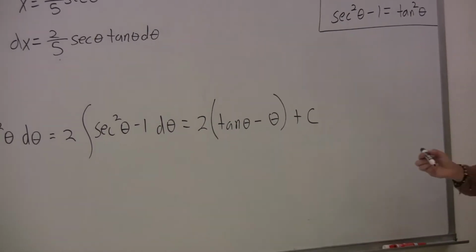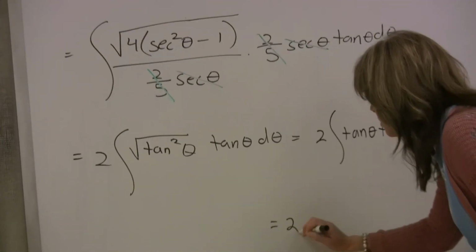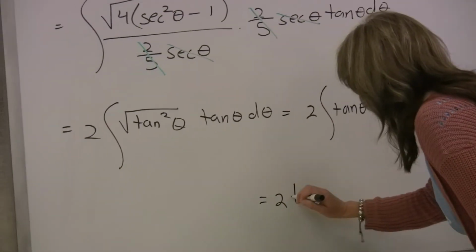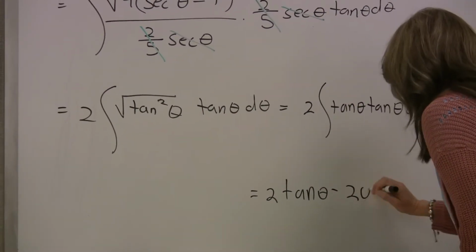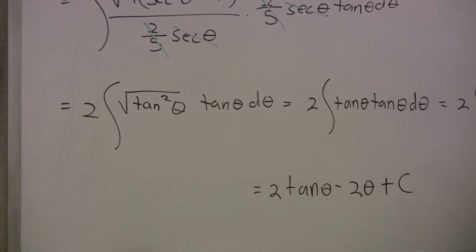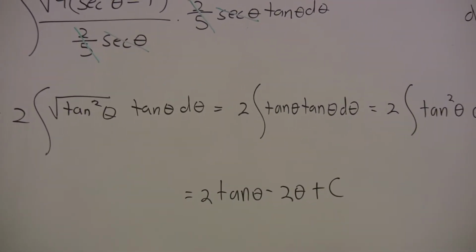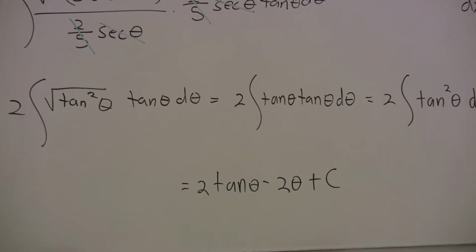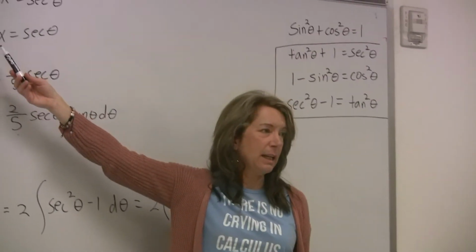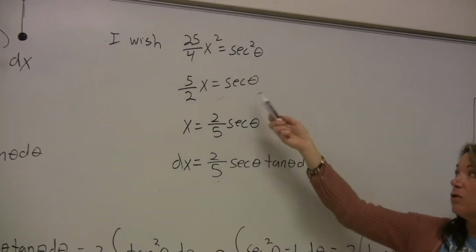I can distribute the 2 now or later, doesn't really matter. I'm going to bring it down here so I have more room. 2 tangent theta minus 2 theta. Let's see. What do I need? I need the triangle. Now I need the triangle. I can't find the tangent of theta without a picture of it. Some of you can think like this. I cannot think like this. I can't change the sides in my head. I'm going to draw a picture.